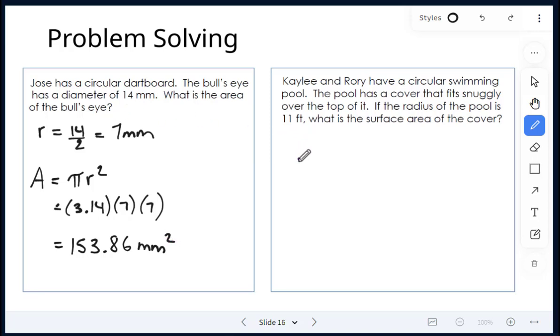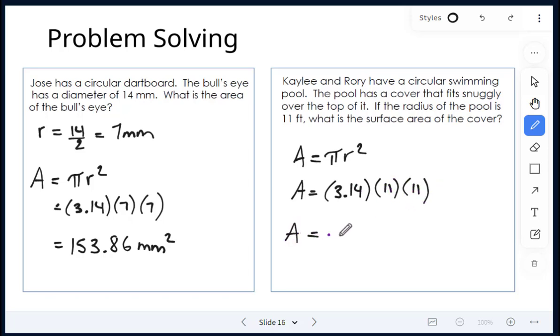Okay, for our second one, figuring out the area of that cover, we're given that the radius is 11 feet. So we're already given radius, so we can just go ahead and put that into our formula. So 3.14 times 11 times 11, which gives me 379.94 feet squared.